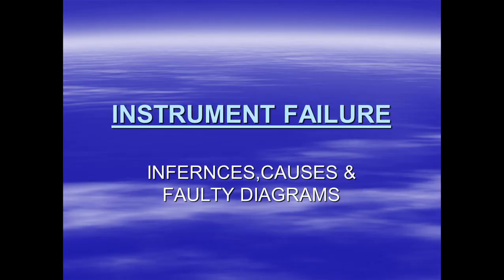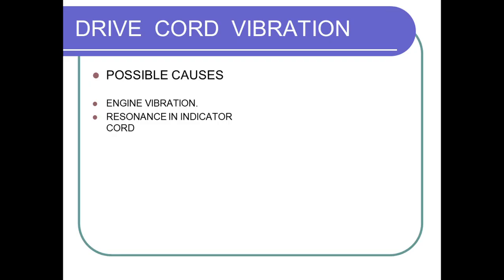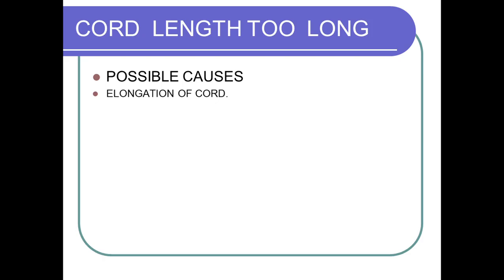Now when we speak about instrument failure, we are going to see in depth the inferences, causes and faulty diagrams. The possible causes are engine vibration and resonance in the indicator cord, so a resonance occurs in the indicator cord. Another possible cause is elongation of the cord. Over a period of time it stretches because of its internal property of elasticity, so there will be elongation altogether.